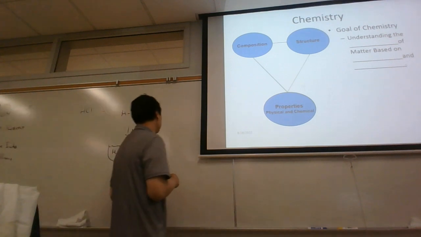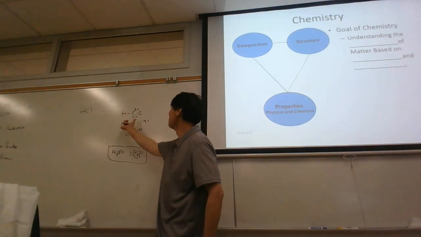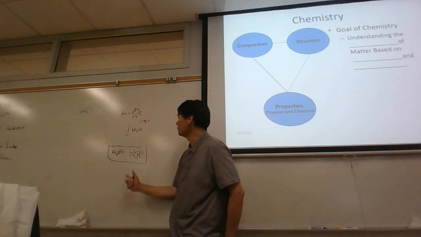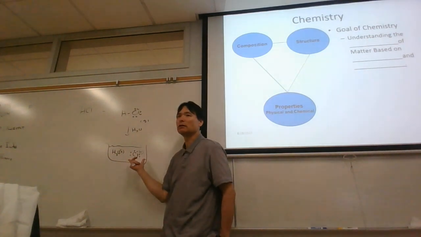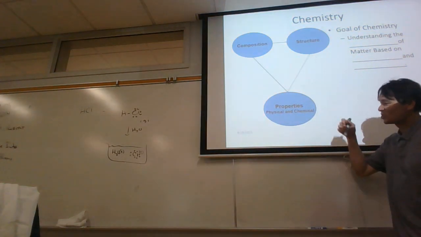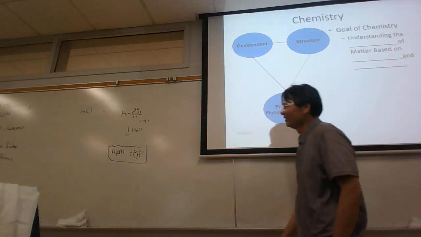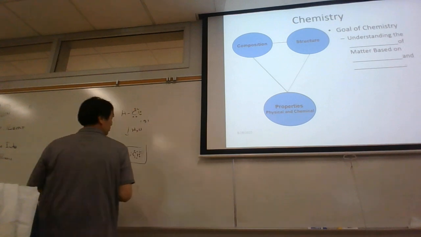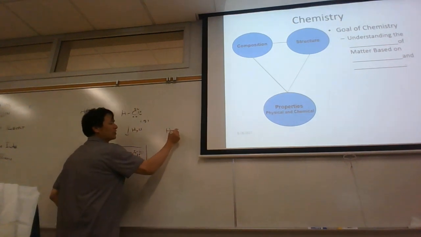So that would be the composition. The composition might be molecules, like in the gaseous state, or it could be ions, like in the aqueous state. The structure, structurally, what do we do? For hydronium, we know the Lewis structure for hydronium.